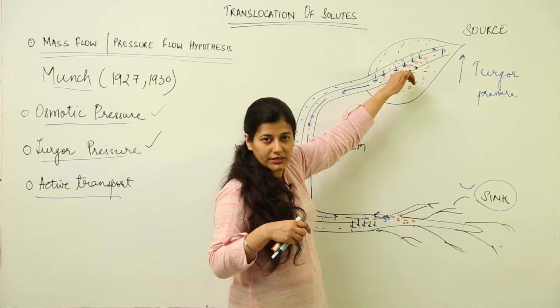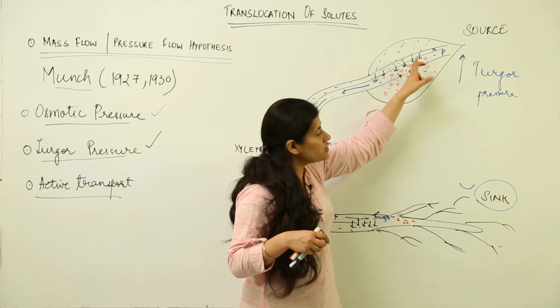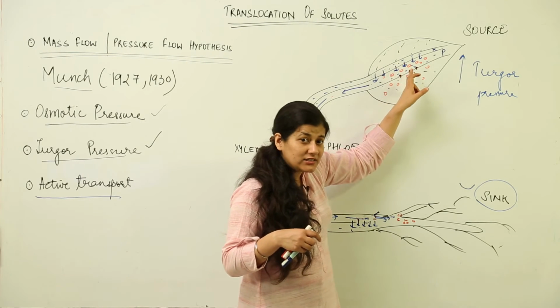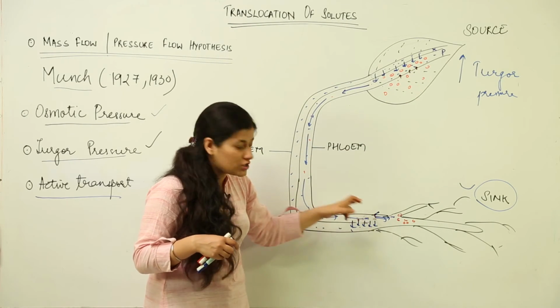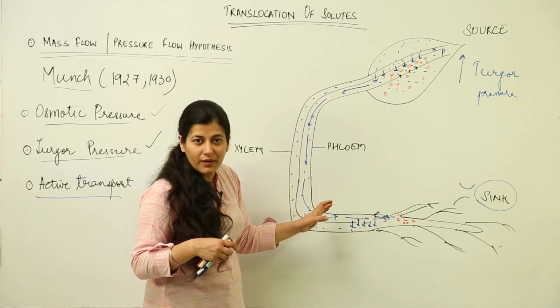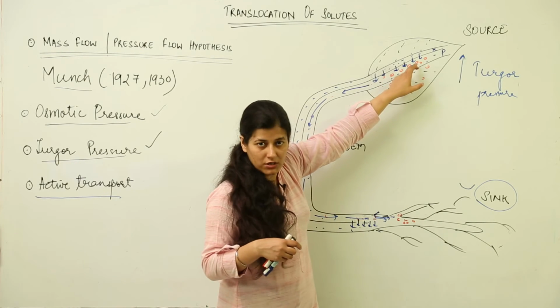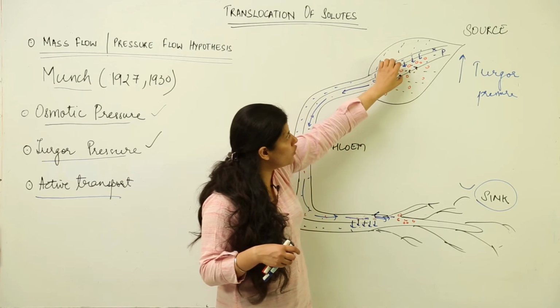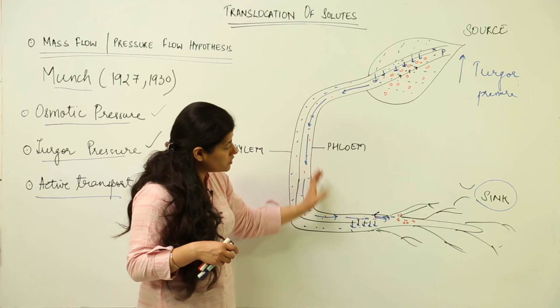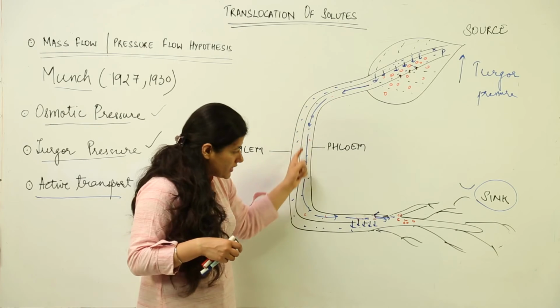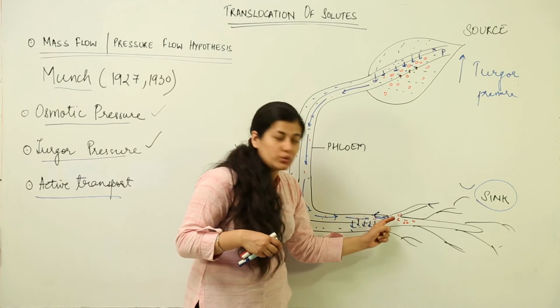Now as water enters over here, there is a turgor pressure that is being generated, and that turgor is in gradient with the turgor pressure with the sink, which is in continuity. Both are connected by phloem. Now this water, or you can say the phloem sap, flows as a mass flow, and along with that flow, because of turgor pressure, the solute particles also reach the sink.